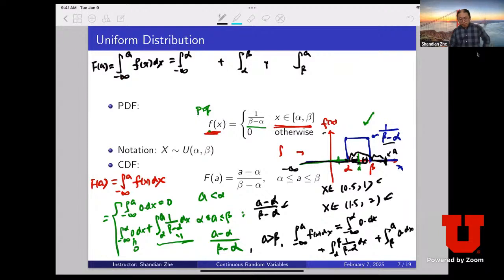So in the first range, namely minus infinity to alpha, what's the value of this lowercase f? What's the value of the PDF, small f, from negative infinity to alpha? 0, right? So here we know the integrand is 0 times dx, right?